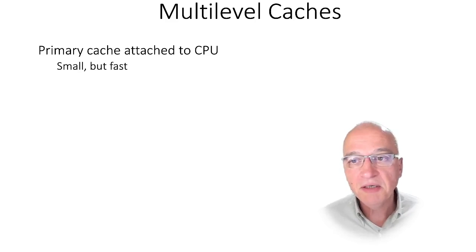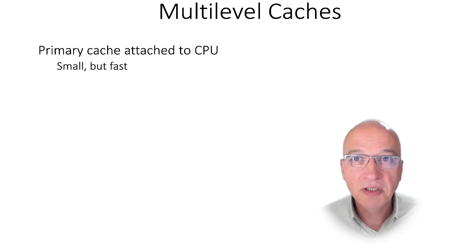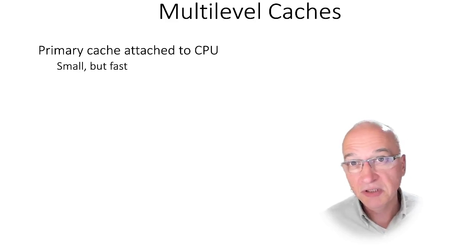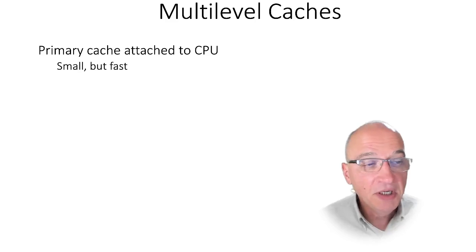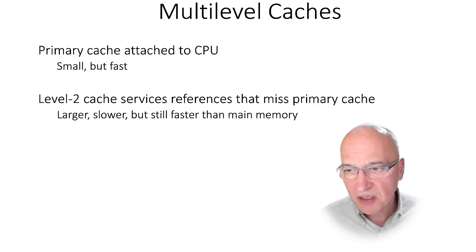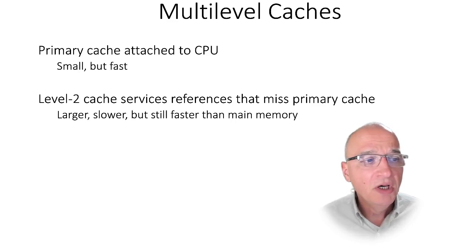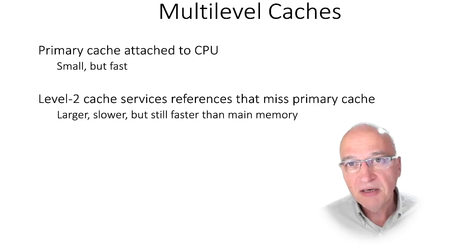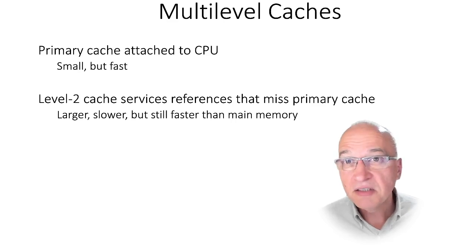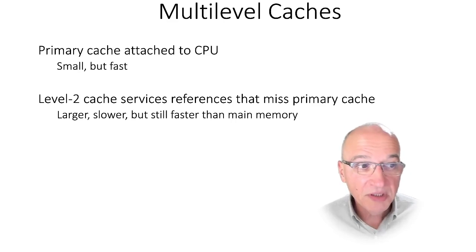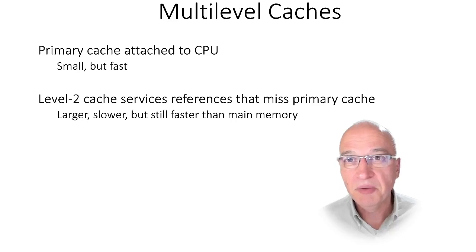The primary level of cache that's attached to the processor, usually in the same chip as the processor, is small, but is very fast. The second level of cache, L2, will be a reference for all the misses from the primary level. It's larger, but it's slower, but it's still faster than main memory.